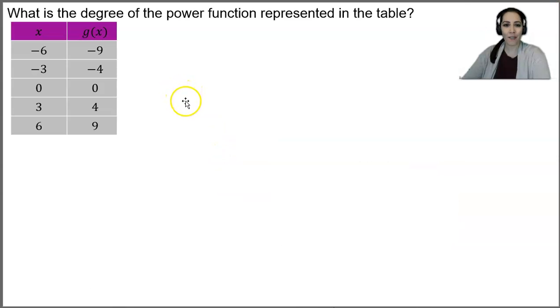What is the degree of the power function represented in the table? So we have our x values, -6, -3, 0, 3, and 6, and our y values, g of x, are -9, -4, 0, 4, and 9. How can I tell what the degree of a power function is by looking at a table?